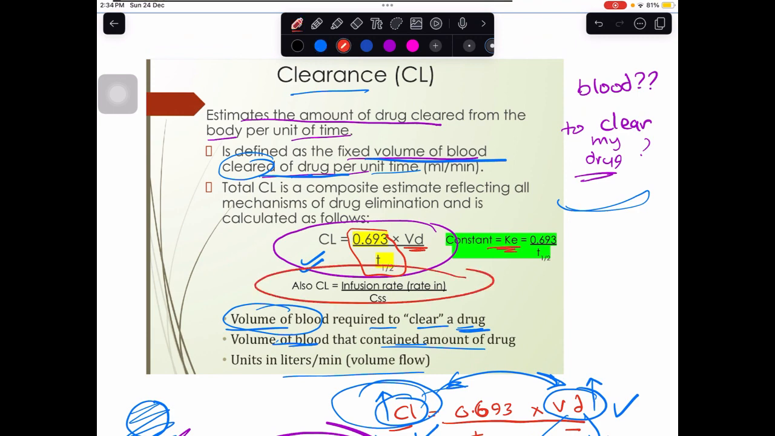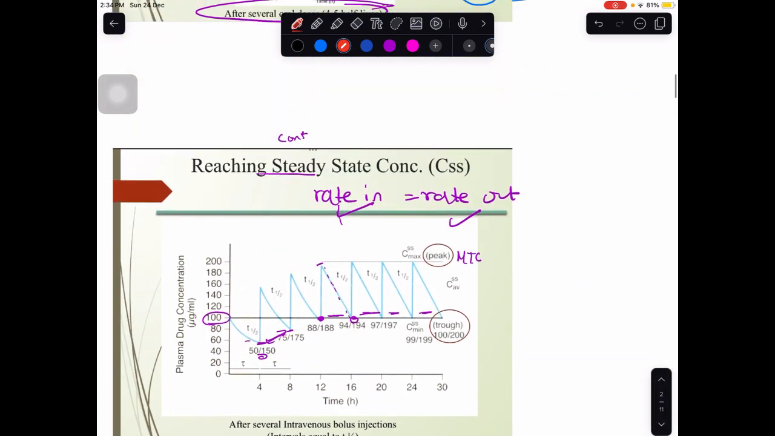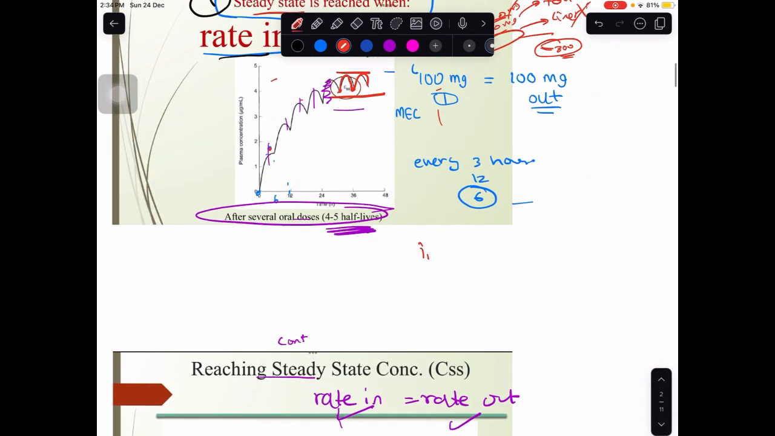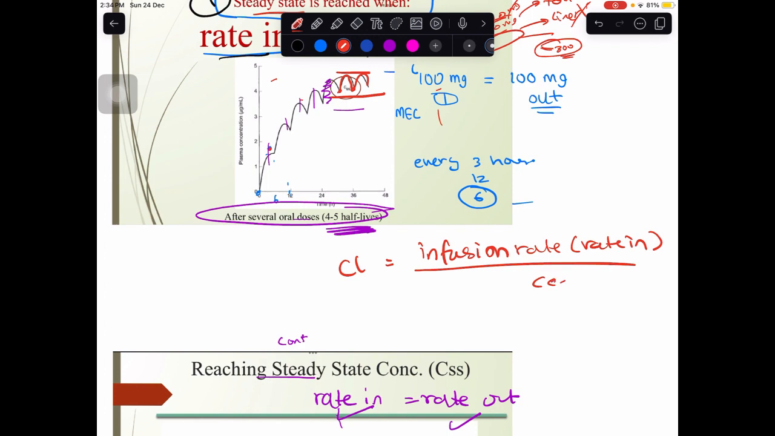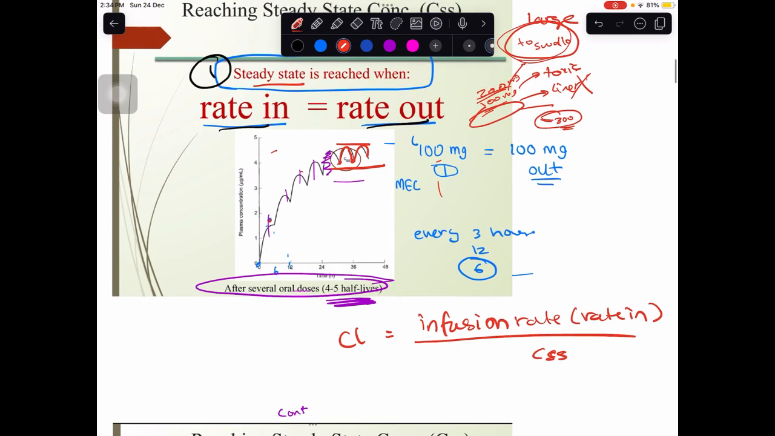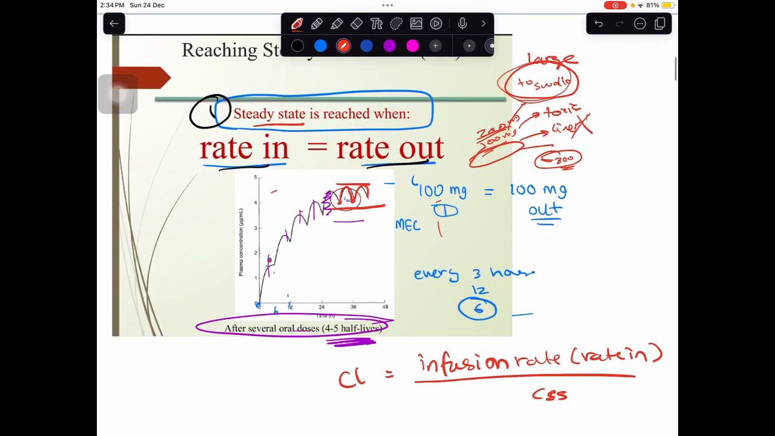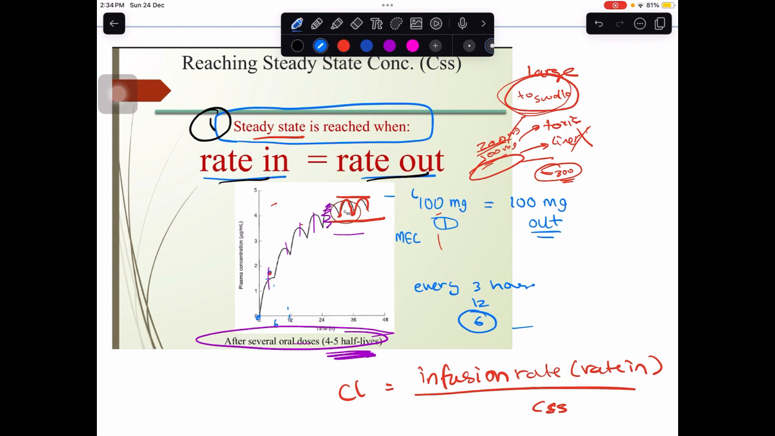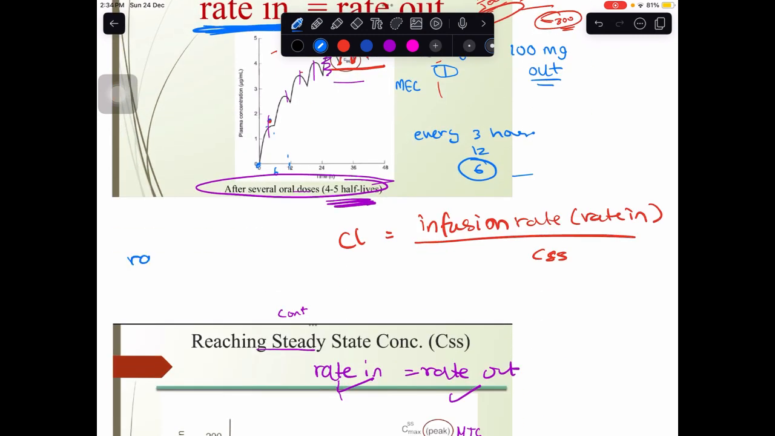Clearance equals infusion rate divided by CSS. Let's look at this. Infusion rate, or rate in, is basically the same thing, over the CSS. Now, CSS, the steady state concentration, was what? Rate in equals rate out. So now rate in equals the rate out. Rate in is basically this.